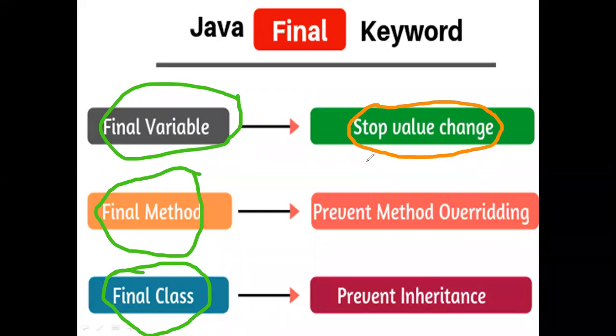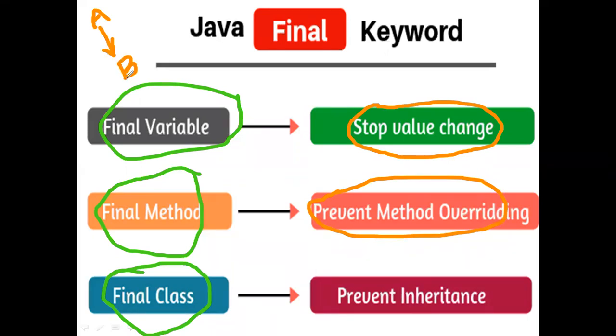Similarly, when we define the final keyword before a method, we can prevent method overriding. For example, there are two classes A and B, where B is inherited from class A, and inside A I have a method M, and inside B I also have a method M. We have already seen the same program, different classes, same method name, but the two classes should be in an inheritance relation. The people who have missed method overloading and method overriding, please refer to the videos on our college YouTube channel, because those two things are very important.